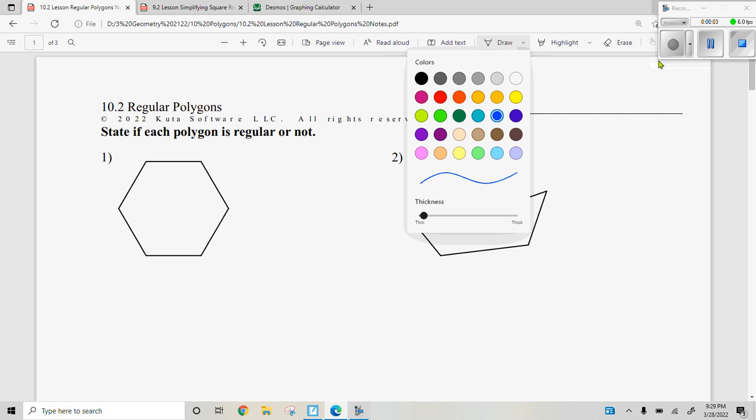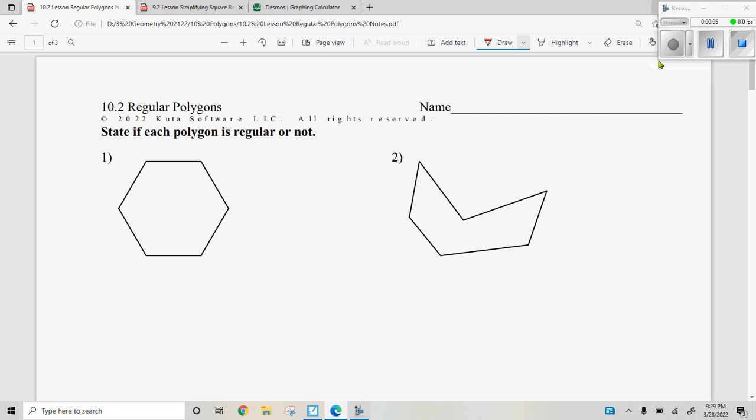Hey all, today we are going to continue talking about polygons, and this time we're going to talk about a special type of polygon, which is called a regular polygon. So it might not sound special when we call it regular, but it is. A regular polygon is a polygon where all the angles are equal. I'll say all the angles are congruent, and as well, all the sides are congruent.